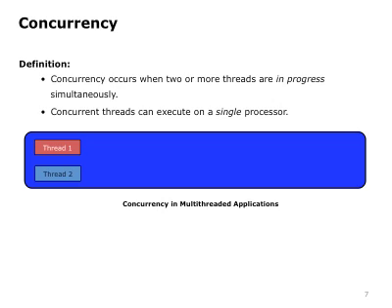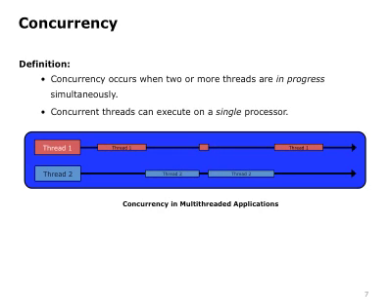Next, we're going to talk about two important concepts, concurrency and parallelism. Concurrency refers to the fact that two or more threads are in progress simultaneously. So as we show in this example, we have two threads, and both of them are proceeding. That means both of them have started but not yet finished.